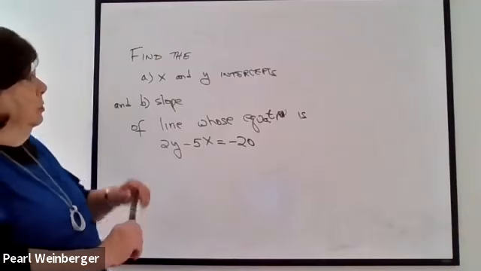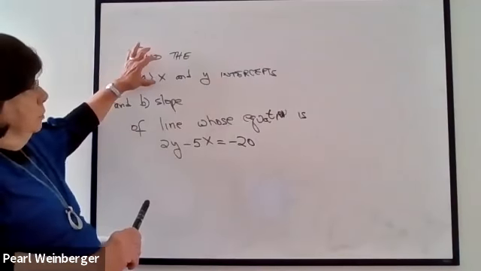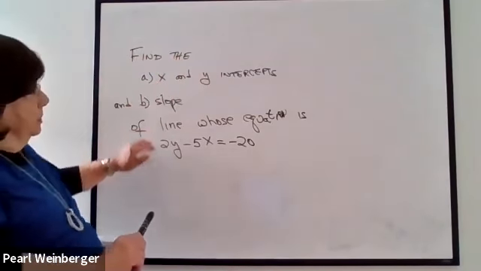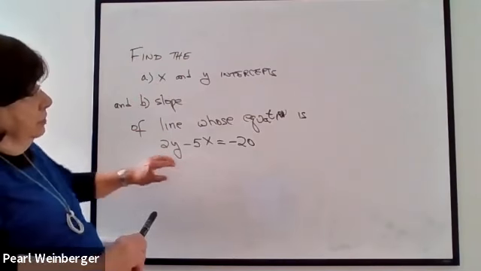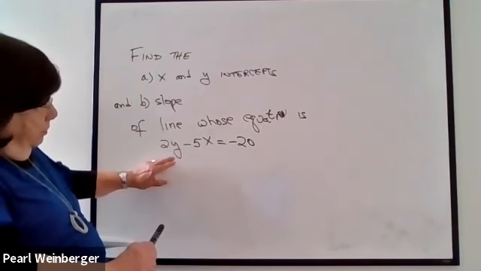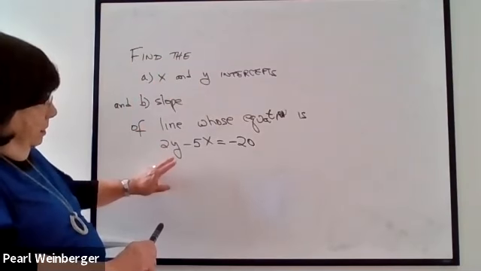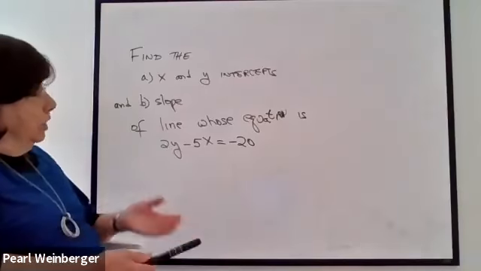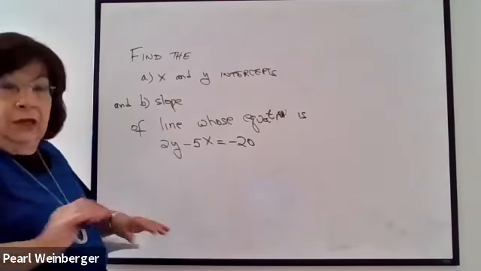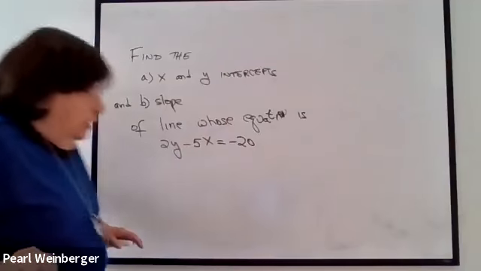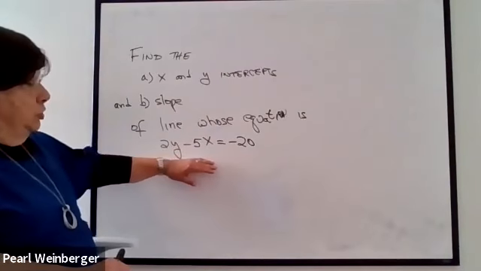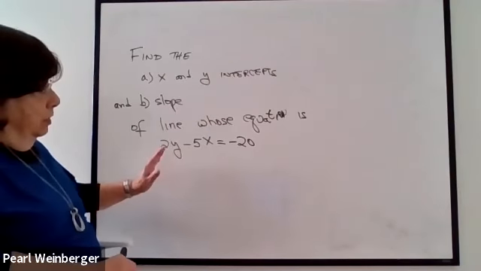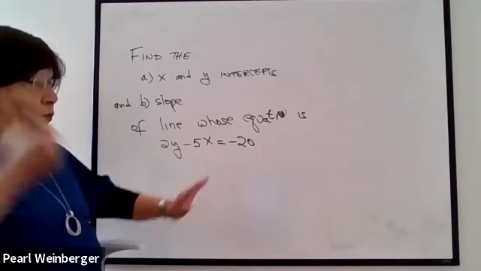Okay, so the first thing we're going to try and do is find the x and y intercepts of the line. Now we know this is a linear equation because we have an x and a y in it and no x squared or y squared. It's a first degree equation, no exponents. And it happens to be a slant line because it has both the x and the y in it.